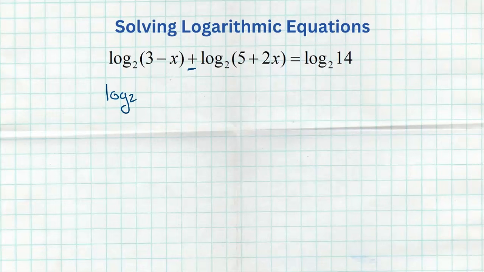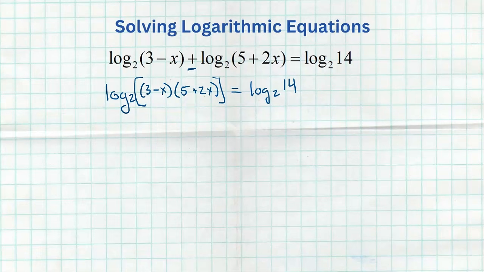So we have log base 2 of (3 minus x) times (5 plus 2x). And again, maybe you want to throw that in brackets, that way you know that's all inside that log, which equals log base 2 of 14. Now, I'm actually going to show you guys 2 different ways to do this problem.